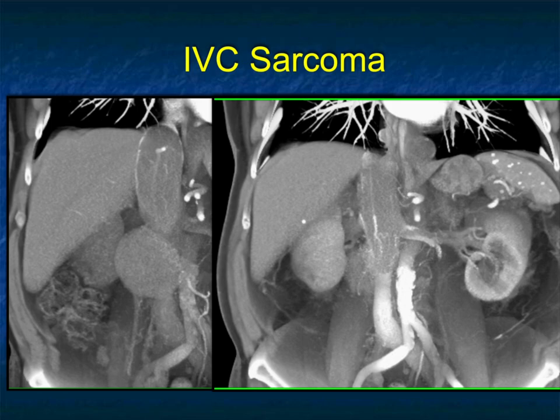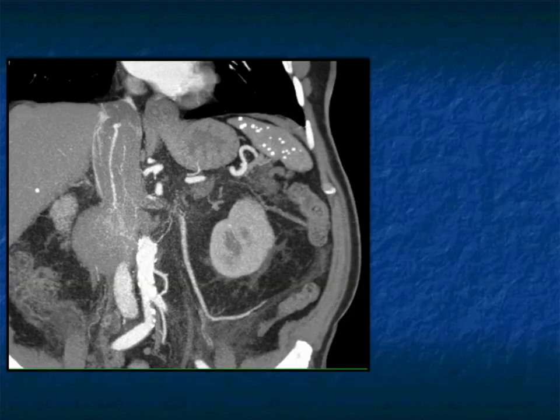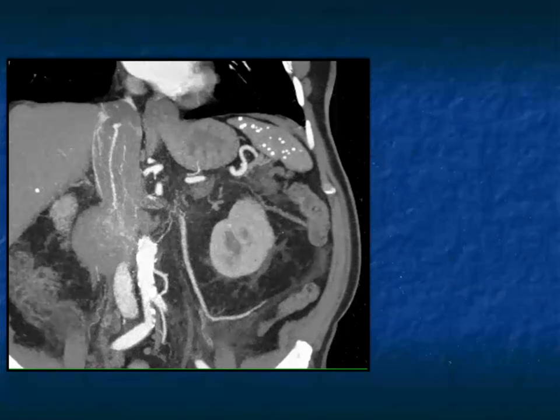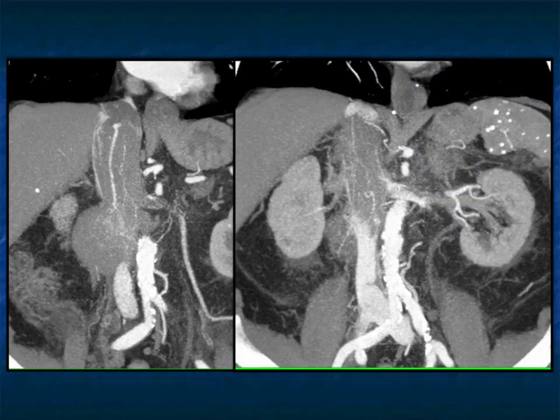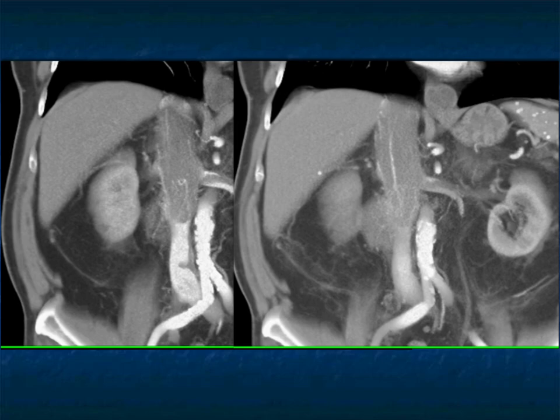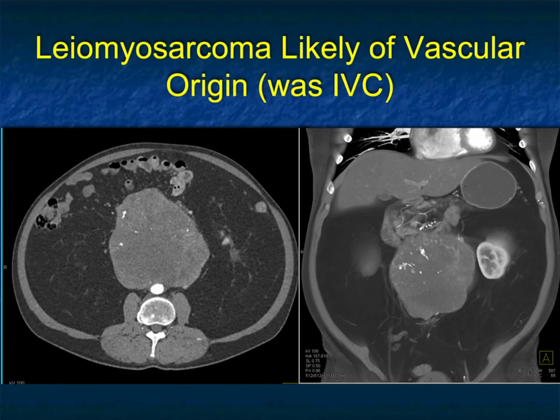Another example here, very similar to the prior case. You can see the tumors growing upward. You see the neovascularity literally coming into the base of the heart. Here it is again, a few more images. Impressive neovascularity. I've excluded, after looking carefully, other possible sources like renal and adrenal and liver. This was a primary IVC sarcoma. Very, very nice case. Very, very nice example.